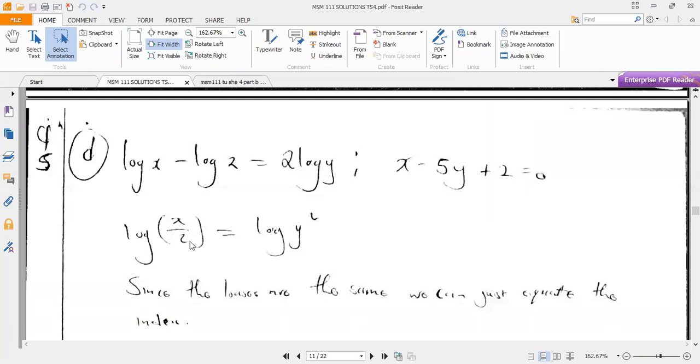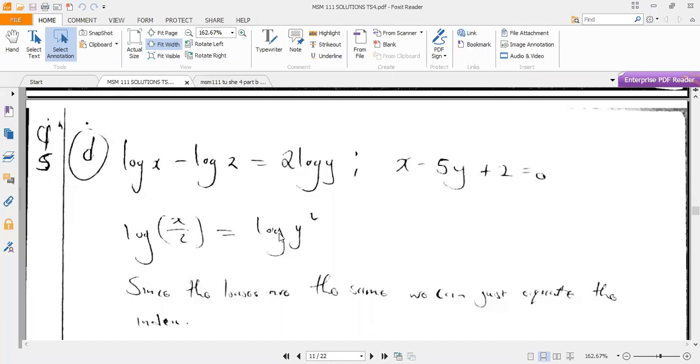Keep in mind that this is log base 10 of x over 2, right? I hope it's clear there. It is equal to the 2 which is in front here. Using those log principles, it can go up to this argument and becomes y squared there. I hope you can see the y squared there.